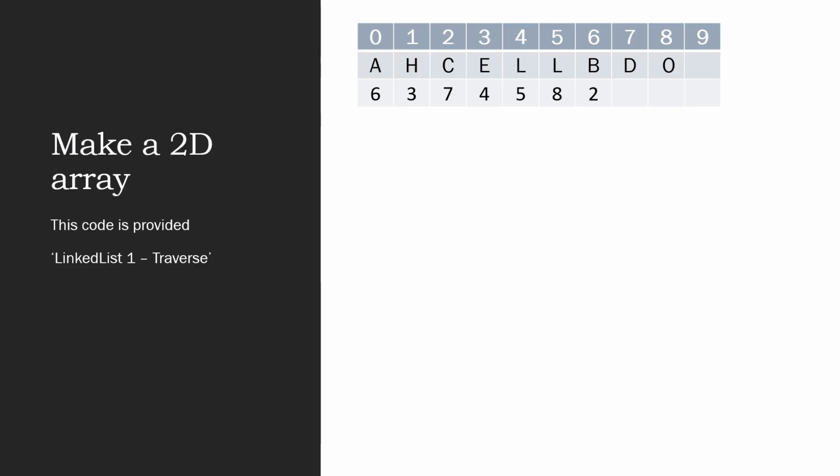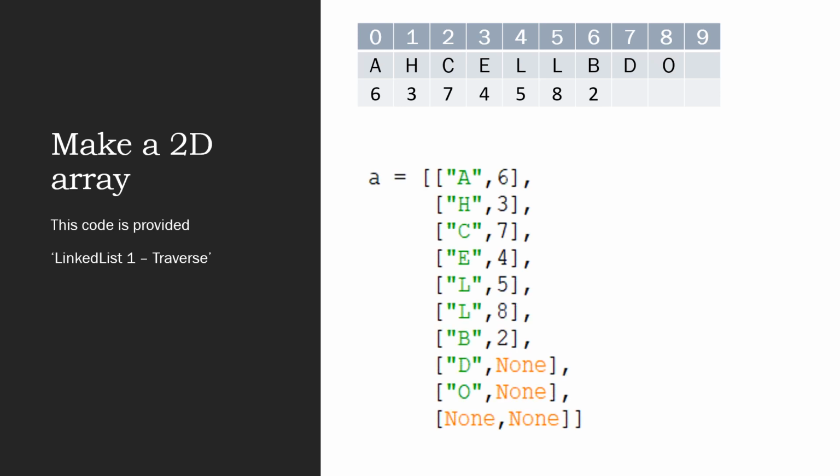So there's the array. I've put it there. It's slightly smaller, but at the top so that you can refer to it. And here's the code that makes that 2D array in Python. You can see it's just got the same values. So the first node is a letter A and the number 6, then the letter H and a number 3, and so on. It's a list of lists, which is what a 2D array looks like in Python. And I've used the Python keyword None to show when there's an empty part of any of the lists.